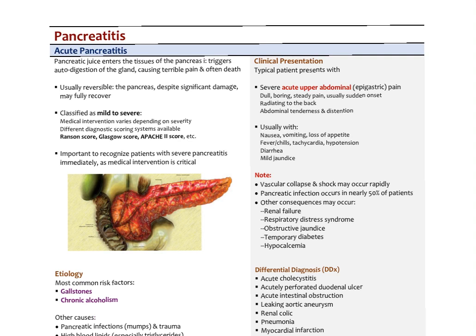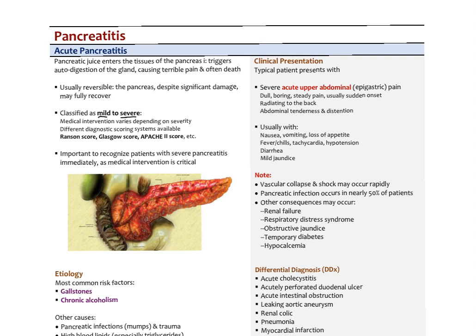The pancreas, despite that significant damage, actually can fully recover, kind of like the liver, just regrows. There's not a lot of scar tissue or anything there, so it can regrow normally. There's different classifications going from mild to severe, and the medical intervention will depend on the severity.